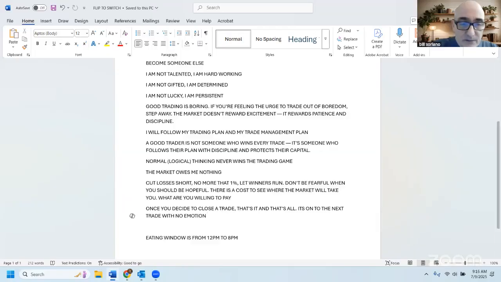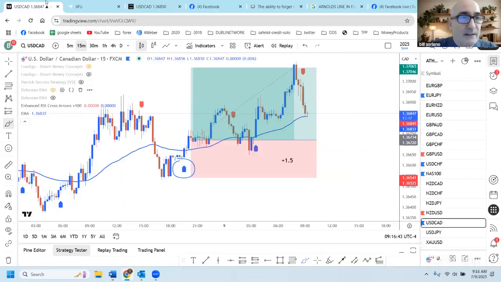Okay. Cut our losses short, no more than 1%. Let winners run. Don't be fearful when you should be hopeful. There is a cost to see where the market will take us, right? The question is, what are you willing to pay to see? That's the price of admission for you. When you're up a certain amount and you want to see if the market will take you more than that, there's a price that you have to pay to see that, right? Once you decide to close a trade, that's it and that's all. It's on to the next trade with no emotion. Okay?